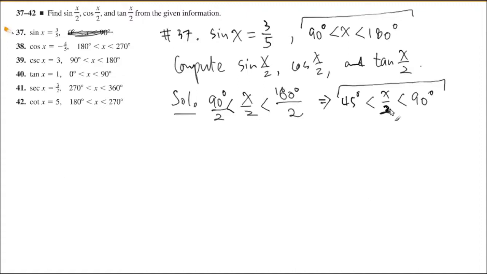Now I'll leave the rest as an exercise. Finish it. Compute cosine x over 2 and sine x over 2 using the half angle formula. In the half angle formula, there is a plus or minus square root, and here we choose positive because of this.